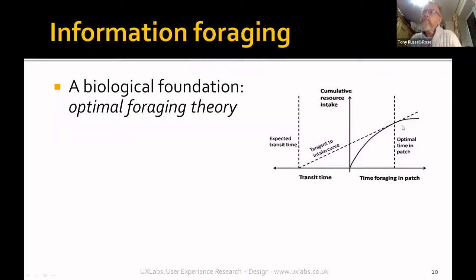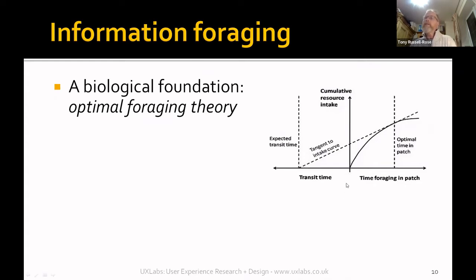But we see this curve here, where there's a law of diminishing returns, where an animal will arrive at a patch and consume as much as it can, as rapidly as it can, but gradually those resources are diminished over time. And so we see a curve here where the resource intake starts steeply, but then converges towards an asymptote as the time foraging in the patch increases.